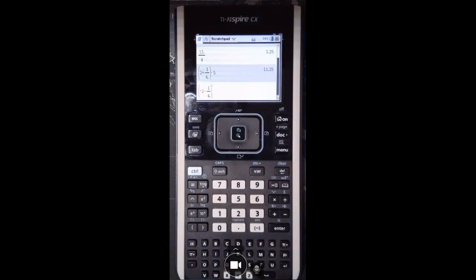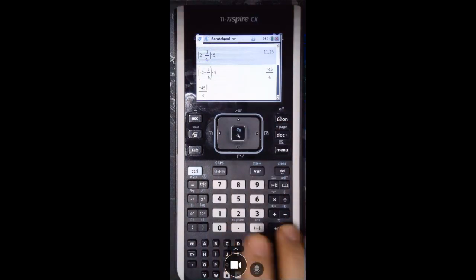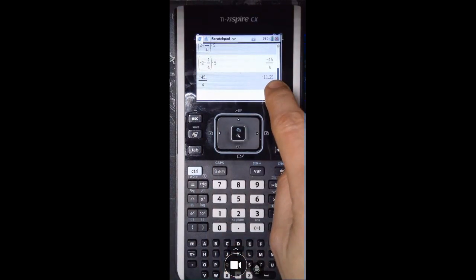So if I were to do negative 2 minus 1/4, close parenthesis, and then multiply that times 5, notice I would still end up with 11.25, but now it's going to be negative.